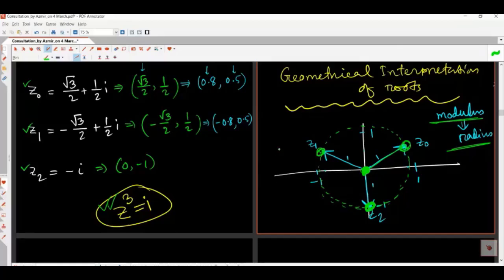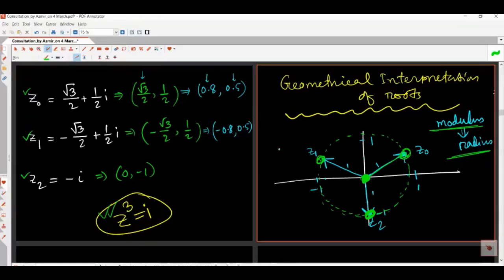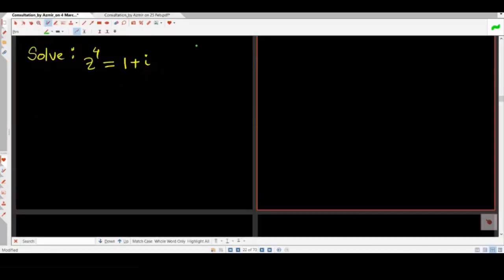So let's try to solve another similar problem, which is z to the power 4 equals 1 plus i. We can easily understand that this time we will have 4 solutions. There will be 4 roots, z0, z1, z2, z3. That means if we start from k equals 0, then k equals 1, k equals 2, k equals 3, we will get the 4 solutions.